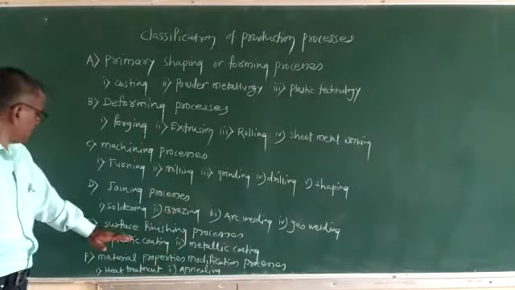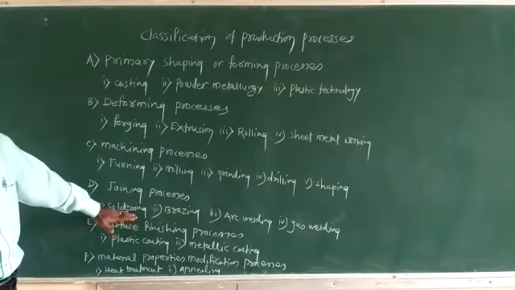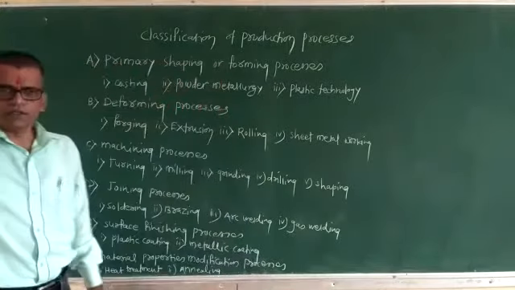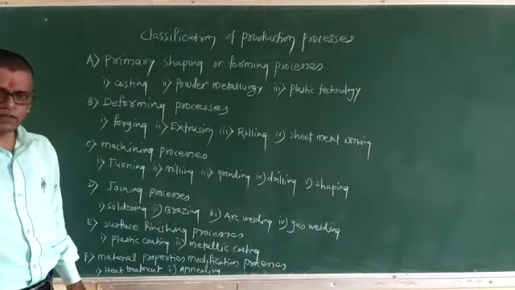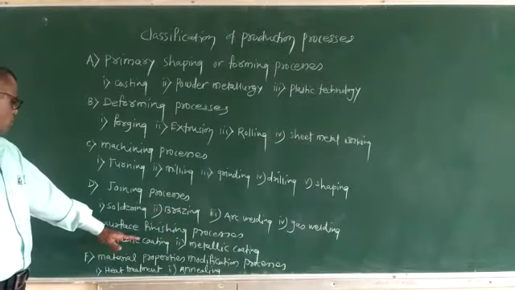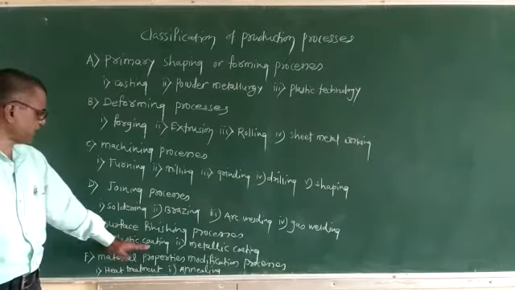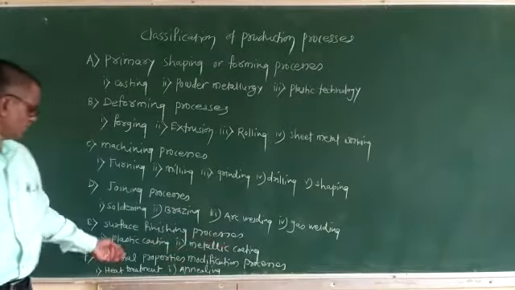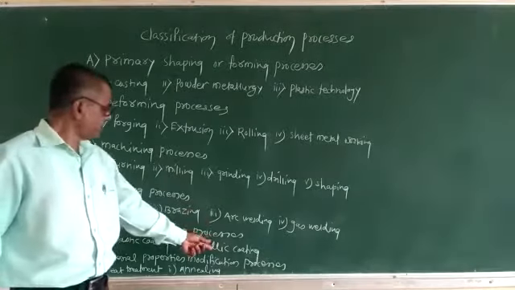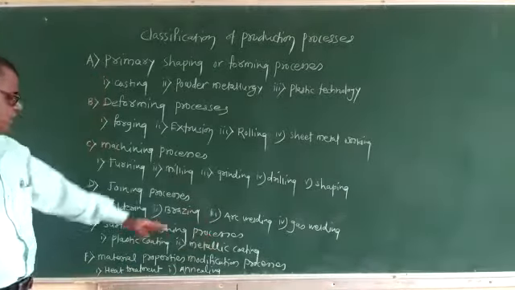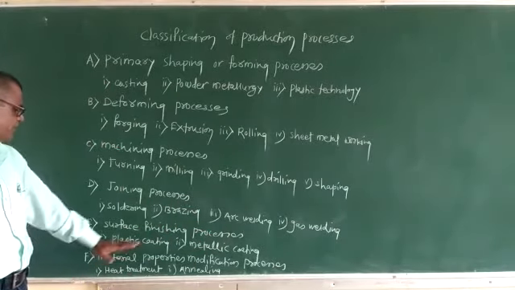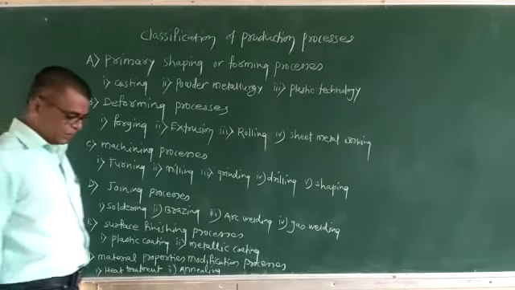Okay, next process, that is surface finishing processes. It is the process of providing surface finish on the surface of the metal. That is called the surface finishing processes. Okay, so these processes include plastic coating and metallic coating. Some plastic coat is applied on a metal surface, and in the metallic coating, a metallic coat is applied on a metal surface.